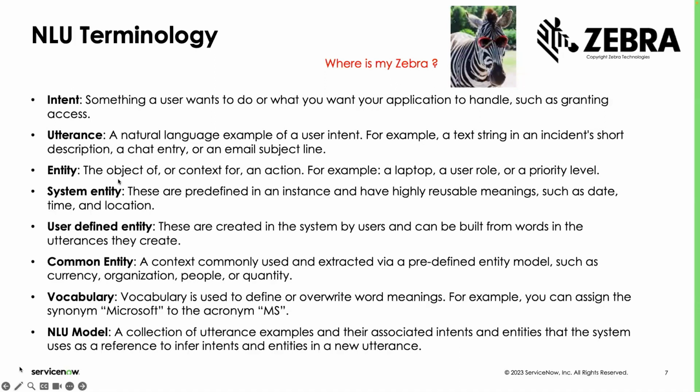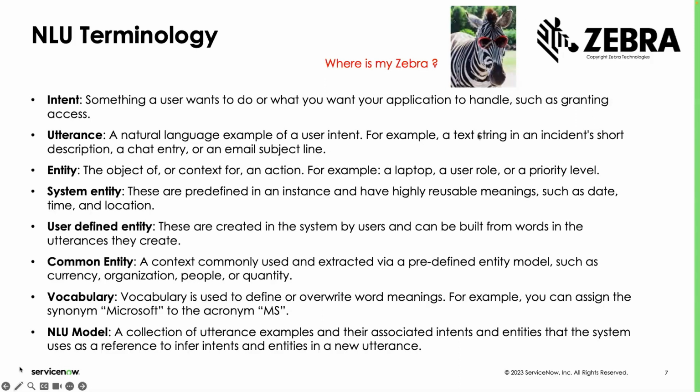Entities is nothing but the object or the context that we are talking about. So if anyone is saying, hey, my laptop is broken, then laptop is nothing but the entity in this case. We'll talk about the different types of entities. We have three different types of entities defined: system entities, which are defined by the system. Users can also define their own entities, and we have some common entities, for example, currency or date, all those things.